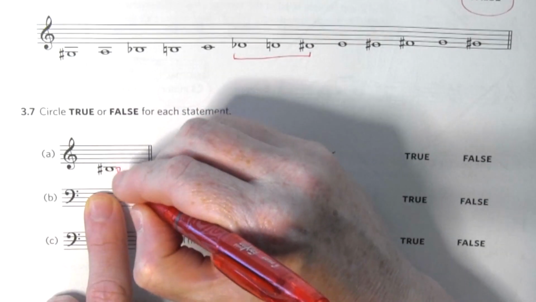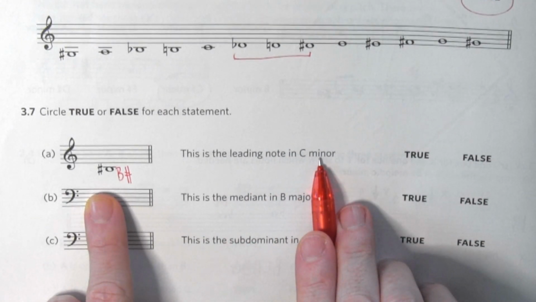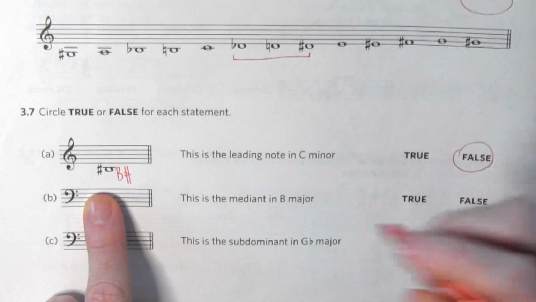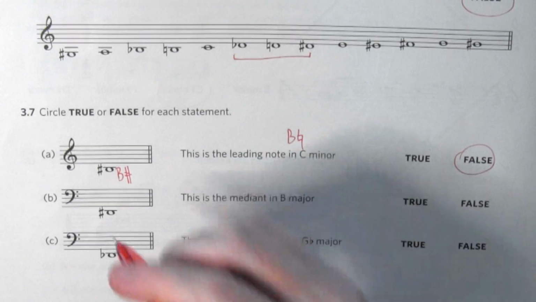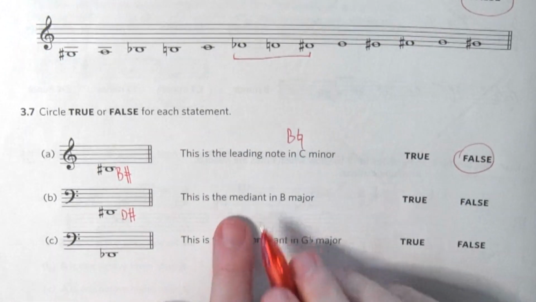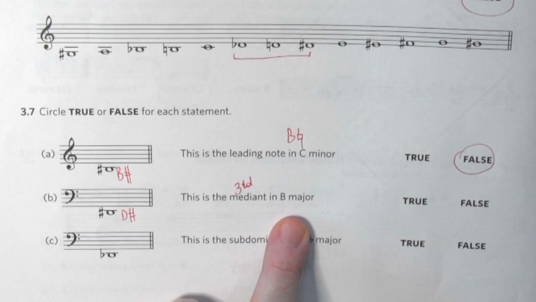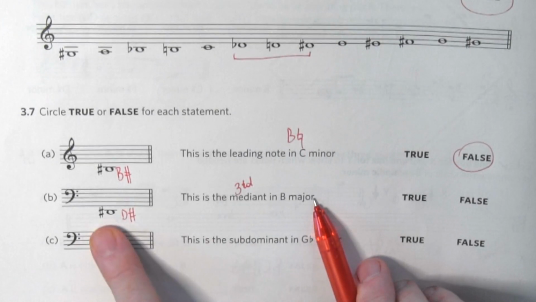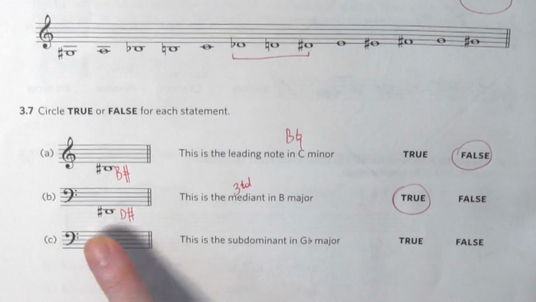This note, C sharp, is the leading note of C minor. No, it's the semitone before, so it's B natural. This is false. D sharp is the mediant, so the 3rd degree of B major. Yes, because it's a 3rd apart and it has to have a sharp, because B major has 5 sharps and D is included. So yes.